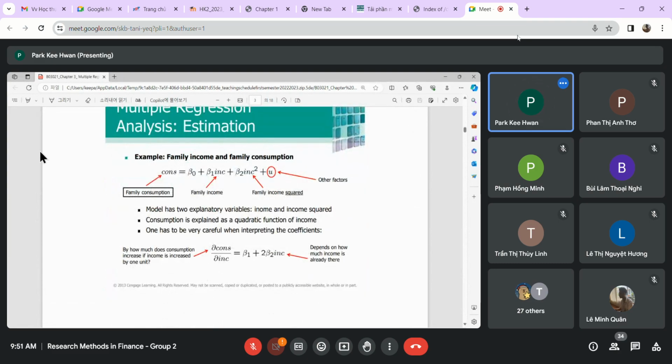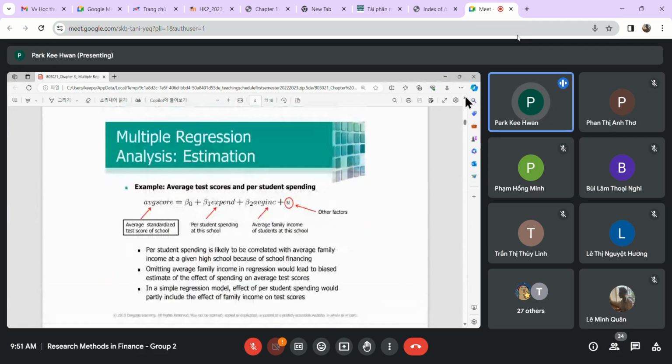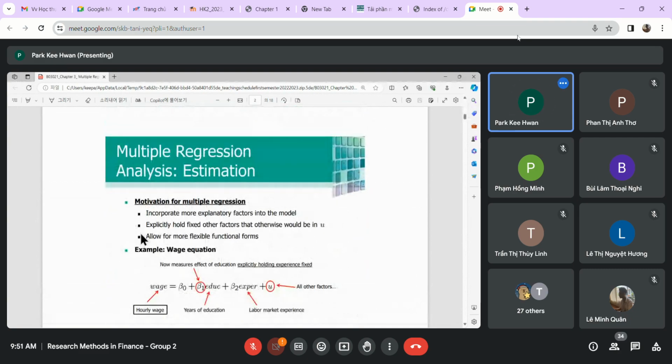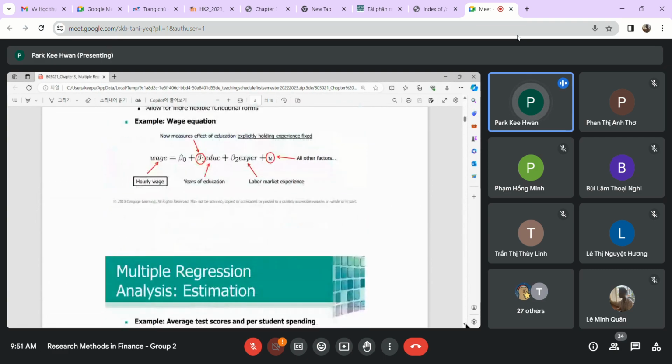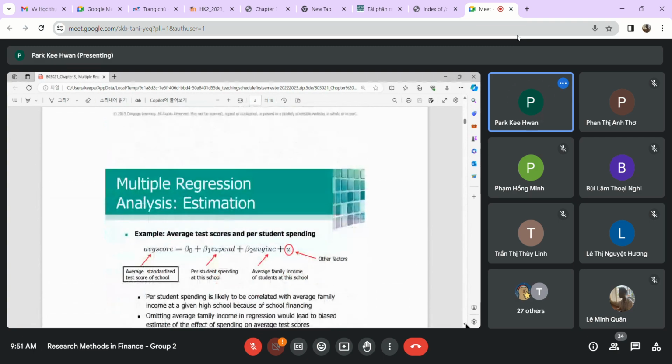Now the other good thing about the multiple regression is that it allows a more flexible functional form. We have said that the multiple regression allows for more flexible functional form. Okay, so let's look at an example to show that.